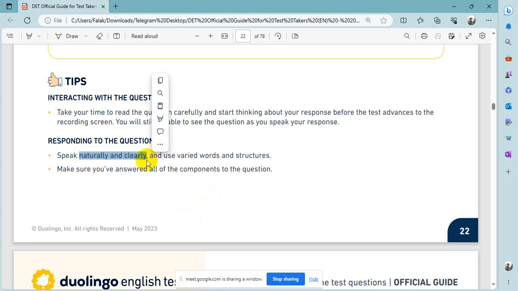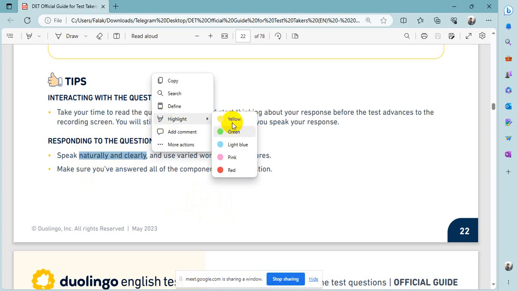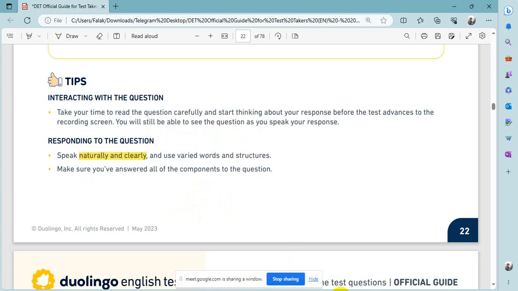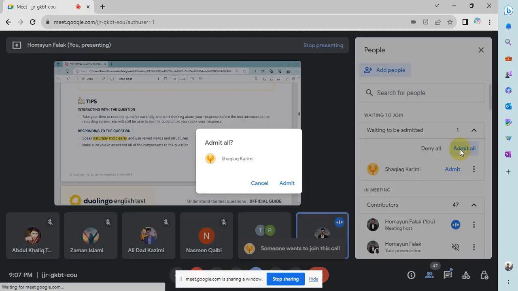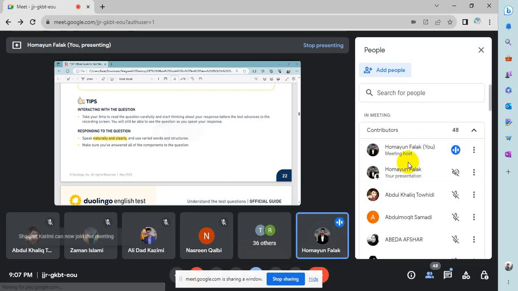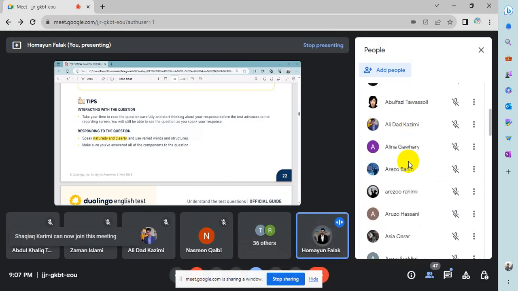When they say naturally and clearly, they want to tell you don't speak so fast and don't speak so slow. Unfortunately, most of the candidates, most of the students think that if you speak faster, your fluency is good. No, it's not this way. Speaking faster does not indicate your fluency is good. I'm sure you have many friends, even many teachers, who speak so fast to show that their English is really good. But it's not that way, okay?